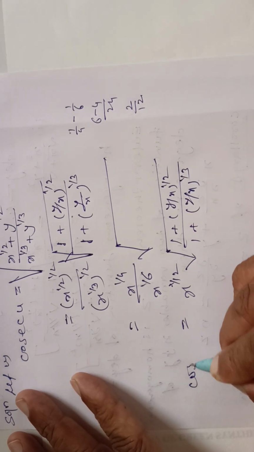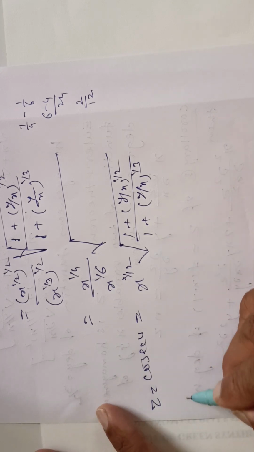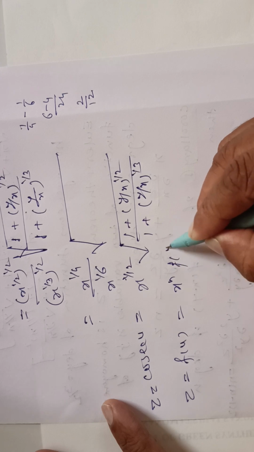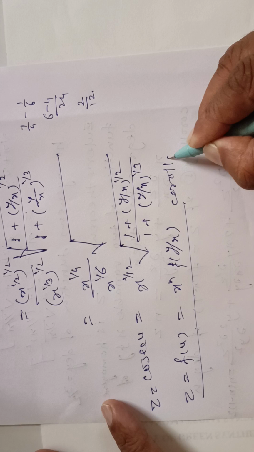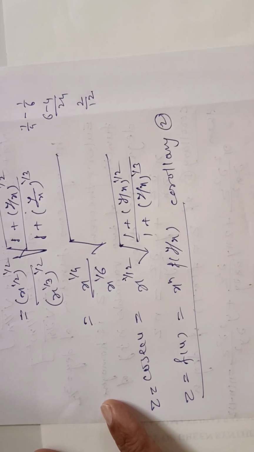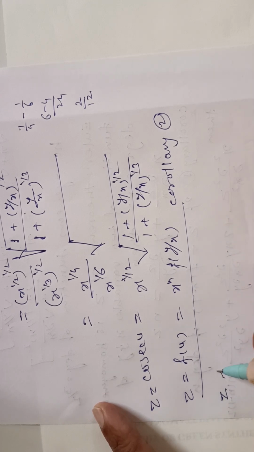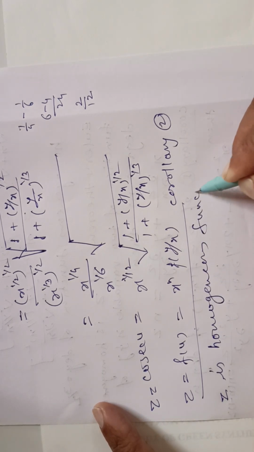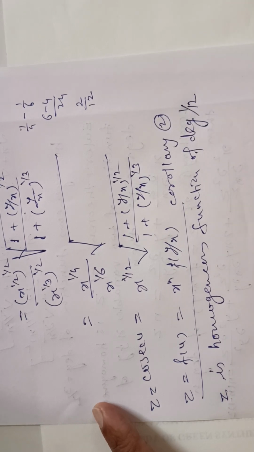So this is a homogeneous function and you call this z. So z is equal to f of u, means in this form, x to the power n f of y by x. And so here we apply corollary 2, as z is equal to f of u and x to the power n f of y by x is a homogeneous function. Z is a homogeneous function of degree 1 upon 12.